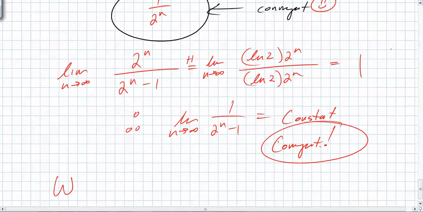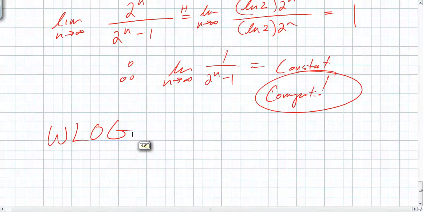Like, has anybody seen this? WLOG? You never say it out loud. Anybody know what that stands for? I'll give you a big gold star if you know what that stands for. It's a big kid math phrase. Seen this before? If I said, what does this say?